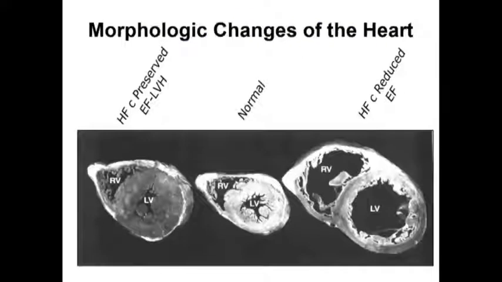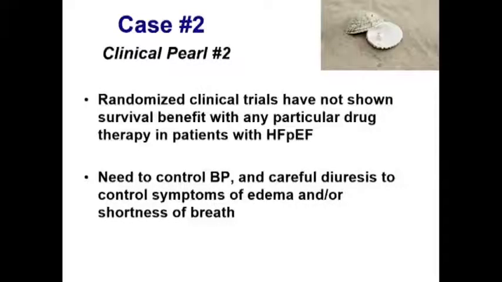But she's on the far left, and unfortunately, there's not a scintilla of evidence other than getting her volume reduced and treating her risk factors that a particular therapy will improve her outcome. So we really have to control her blood pressure, careful diuresis to control her signs and symptoms of volume excess, get rid of her edema, and make her shortness of breath better.